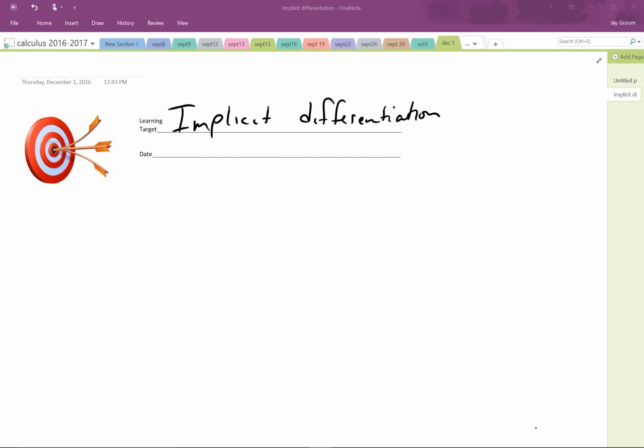Attention. 3.9? 3.10? I don't know. It's implicit differentiation. So, here's the game.